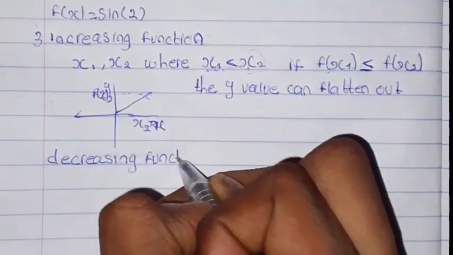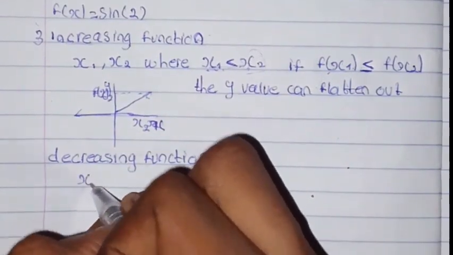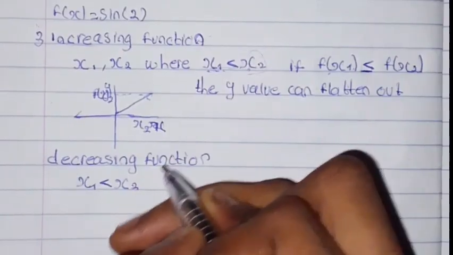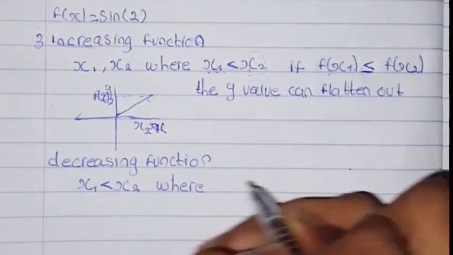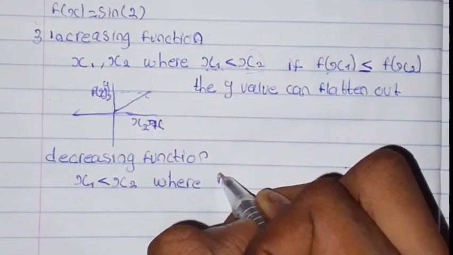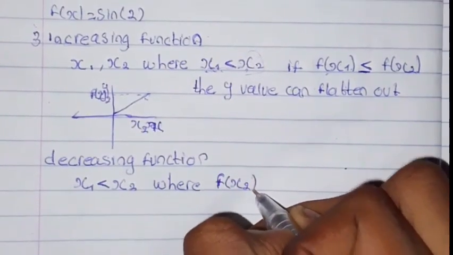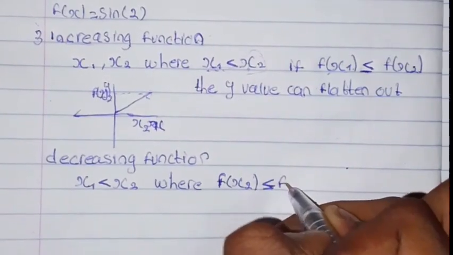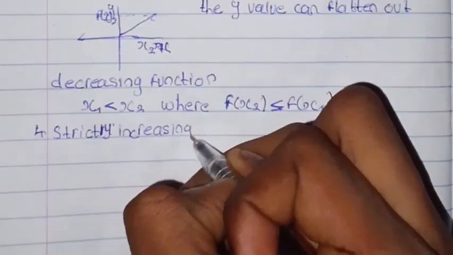So for that, where you have two points, x1 and x2, you're always moving to the right. That's the increasing values of x2. Where x1 is less than x2, this time f of x2 now becomes less than or equal to f of x1. So this is a decreasing function.